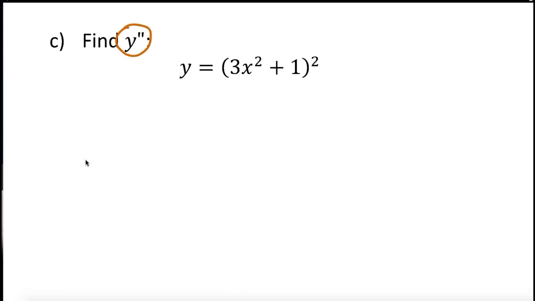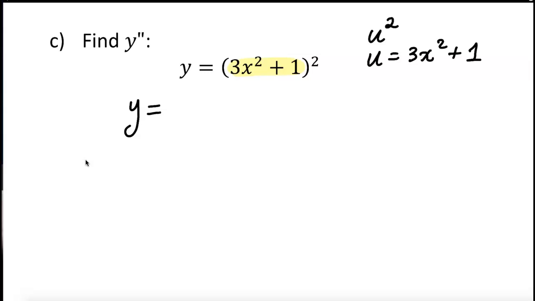So second derivative, we're going to start with the y. I'll say y equals, and if you looked at this closely, this is actually a compositional function. We have an inside function of 3x squared plus 1, and we have the bigger picture. The big picture is u squared, right? And u is equal to 3x squared plus 1. So we have to use a chain rule here. Okay, so I'll go ahead and write down which rule I'm using. I'm using chain rule from section 1.7.